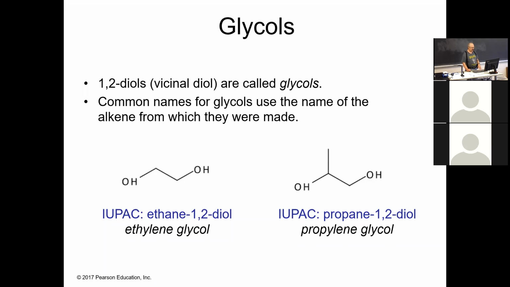Propylene glycol likewise is more recently used in car radiators. Ethylene glycol is the main ingredient in the antifreeze that's dyed green, and then propylene glycol is the one that's dyed orange.